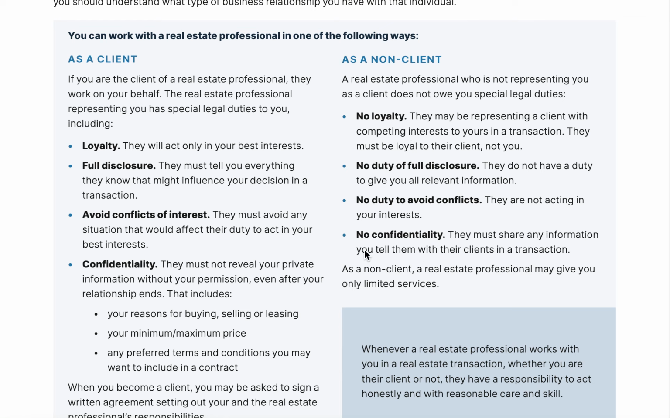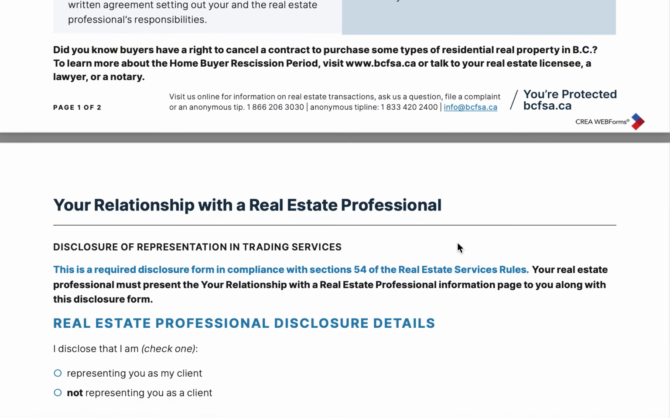As a non-client, you get no loyalty, no duty of full disclosure, no duty to avoid conflicts of interest, and no confidentiality. The people at BCFSA want you working with realtors. They want third-party negotiations. They want the protection that we have of errors and omissions insurance, and they don't want to put the public at risk. Agents are protective. We work in your best interests, and we keep you from getting into trouble.